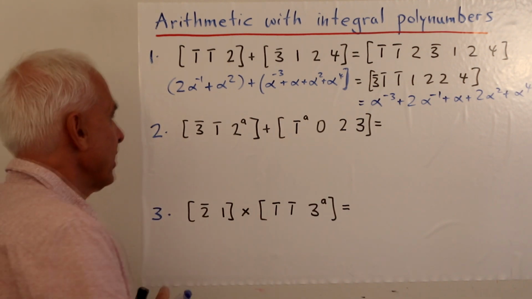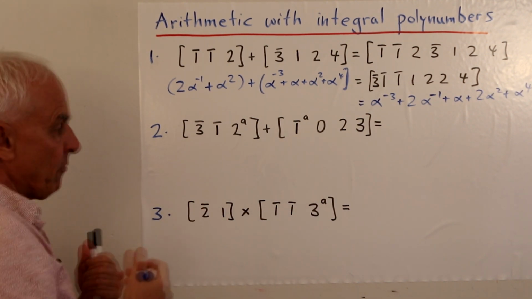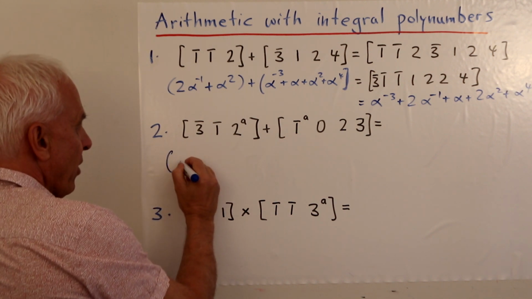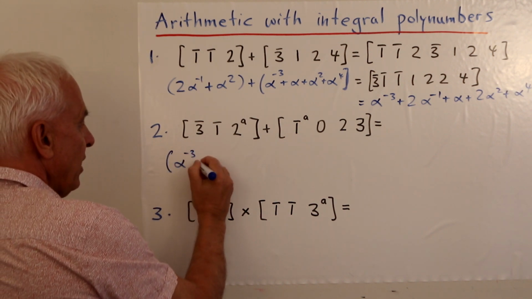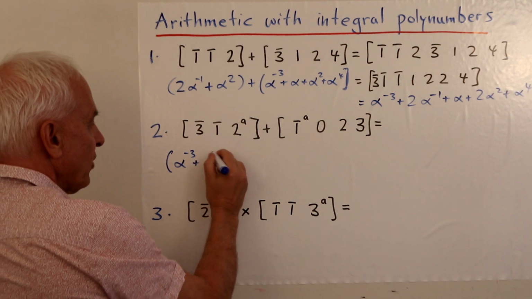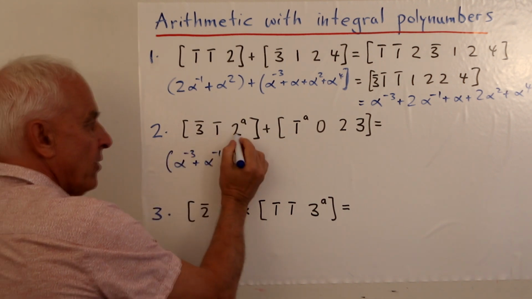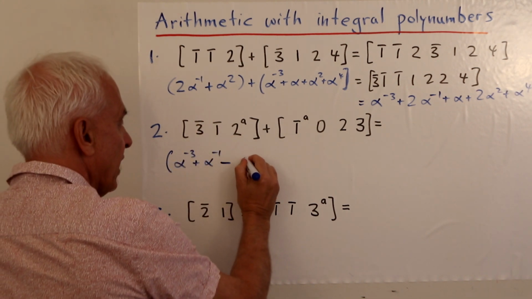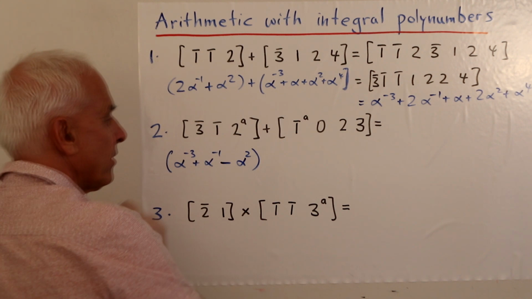First of all, let me express the meaning of this in more familiar polynumber language. What is this thing representing? It's representing the polynumber alpha to the minus 3 plus alpha to the minus 1. And without the ante here, it would be an alpha squared. But there's an ante here, so we have to think of it as being minus alpha squared.